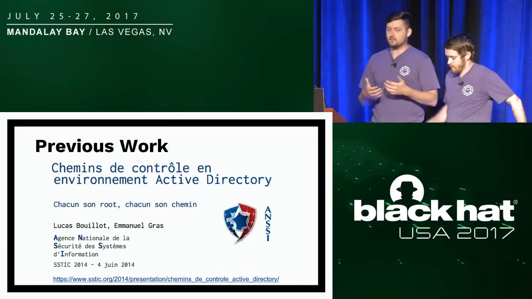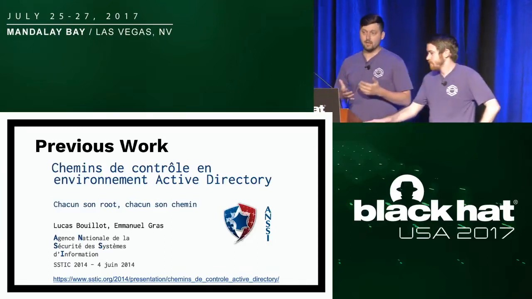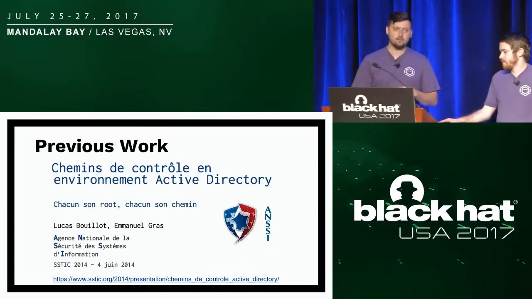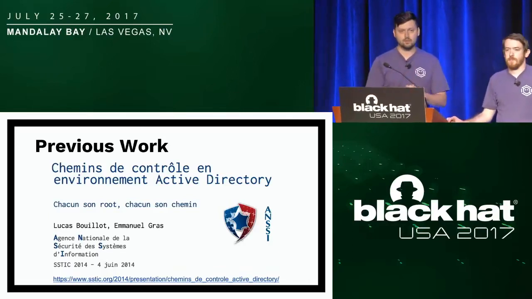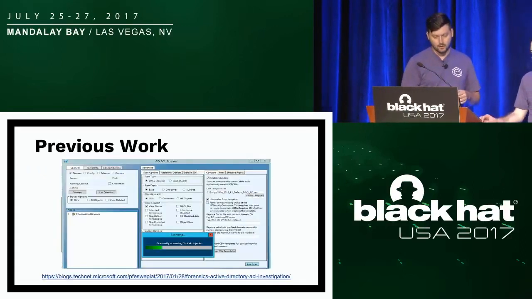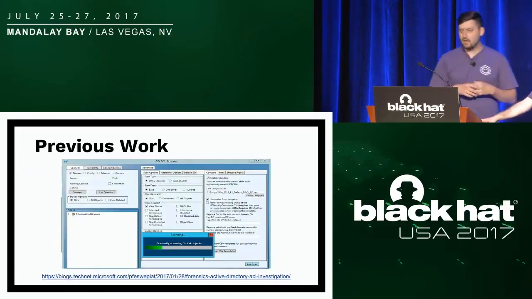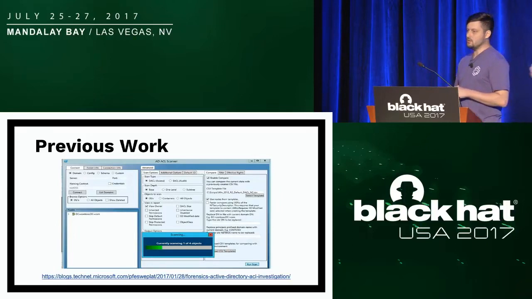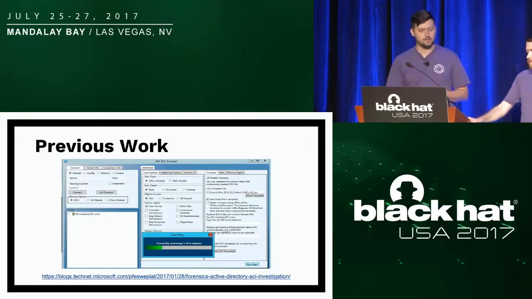So they also served as initial inspiration for us when we were developing BloodHound about a year and a half ago. Luca Bouyot and Emmanuel Gras, we want to make sure that we mention their names. They're the ones who developed the Active Directory Control Paths project. Secondly, the ADACL scanner, we should acknowledge this work as well. This is a GUI interface based on PowerShell scripts that you can use for scanning ACLs in Active Directory. It does things like CSV export, CSV diffing, some cool things like that.